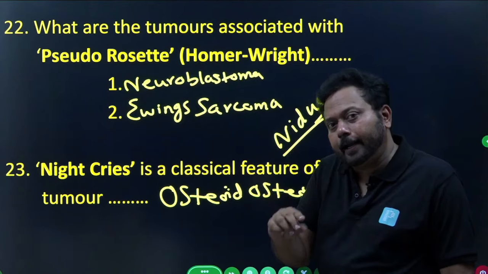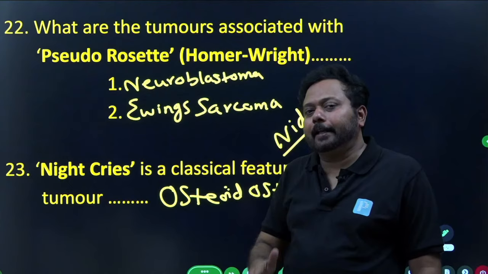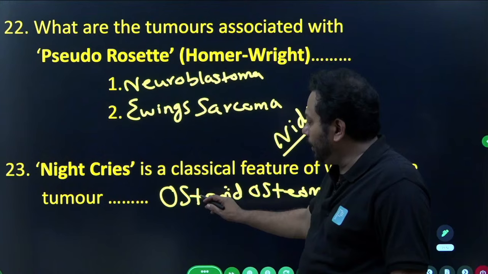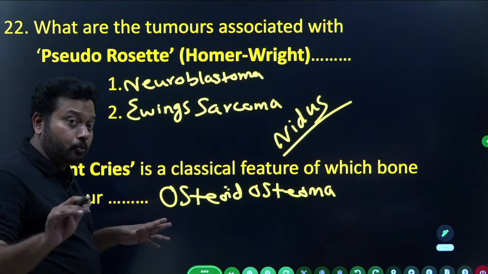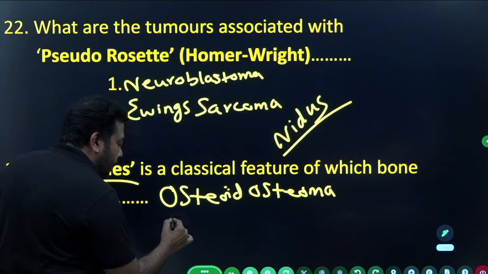Whenever you come across night cry in orthopedics, two things should cross your mind, dear friends. Number one, tumor cause, osteoid osteoma. Number two, infective cause, skeletal tuberculosis. Two causes for night cries. Okay, the answer for this is over. I am telling you an extra point. One cause is osteoid osteoma, another cause is skeletal TB.